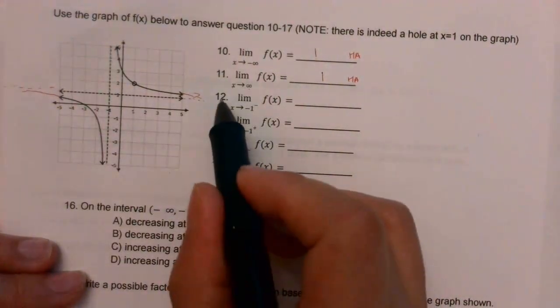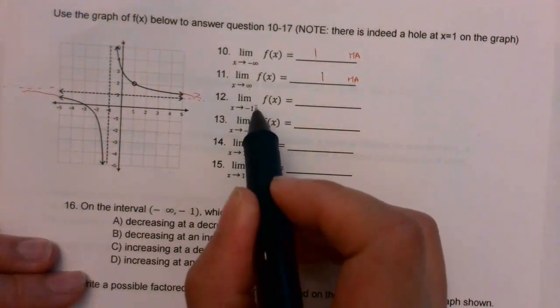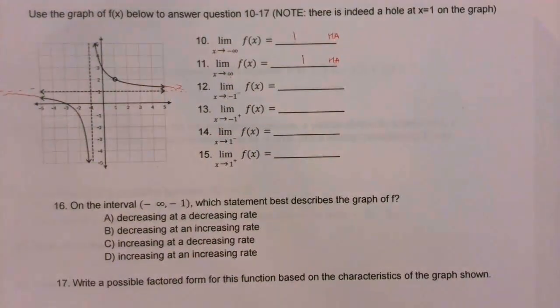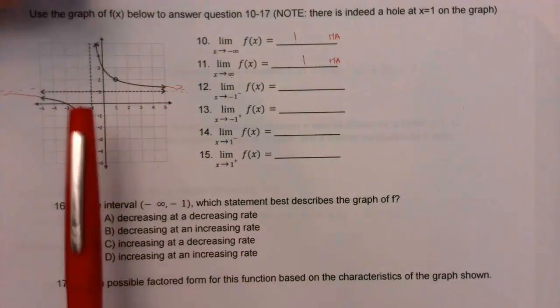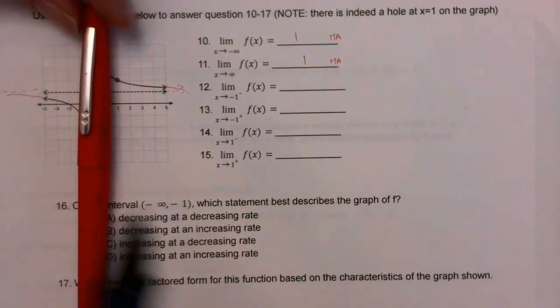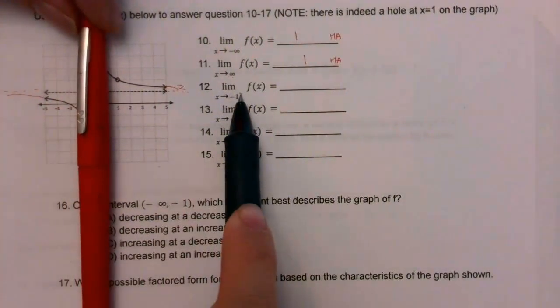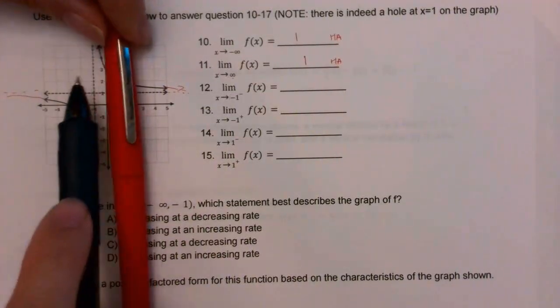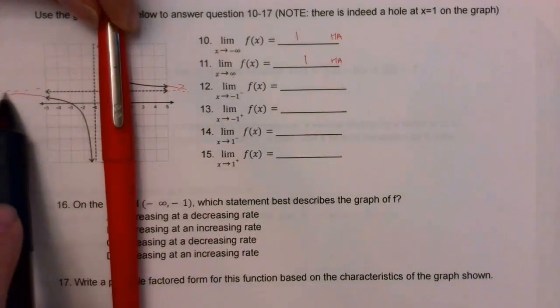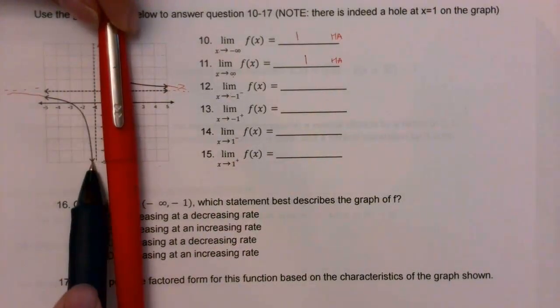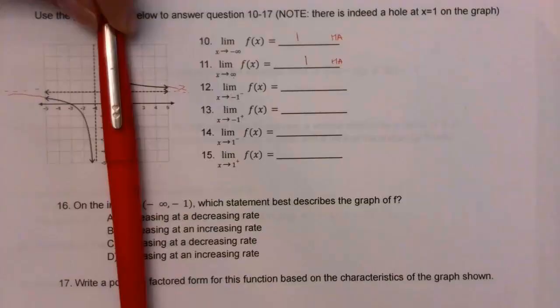Number 12, x is approaching negative 1 from the left. Okay, so I'm going to put my pencil at negative 1, but where is it coming from? It's coming from the left. So it's coming to negative 1 from the left. What y value is it going to? Negative infinity.